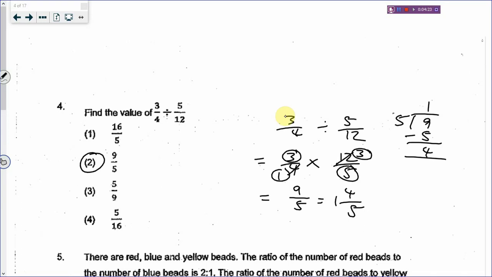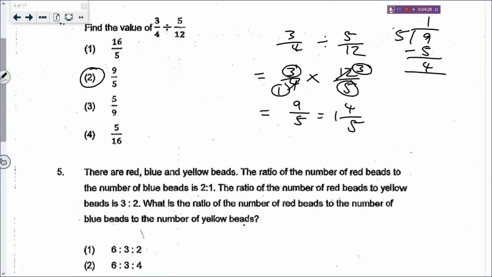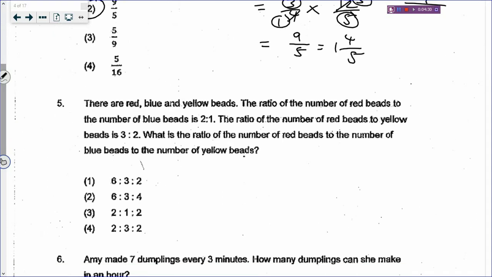Okay, let's go to number 5. In number 5, there are red, blue, and yellow beads.